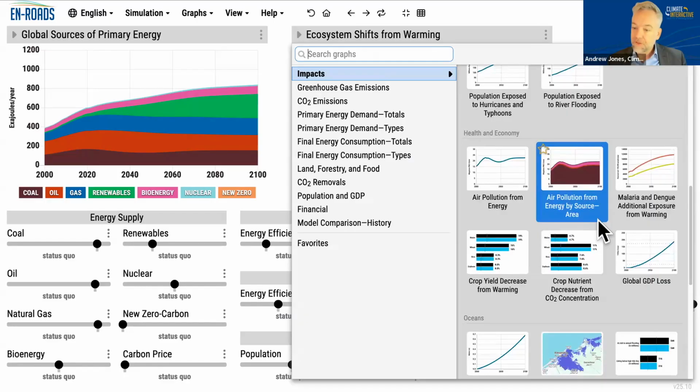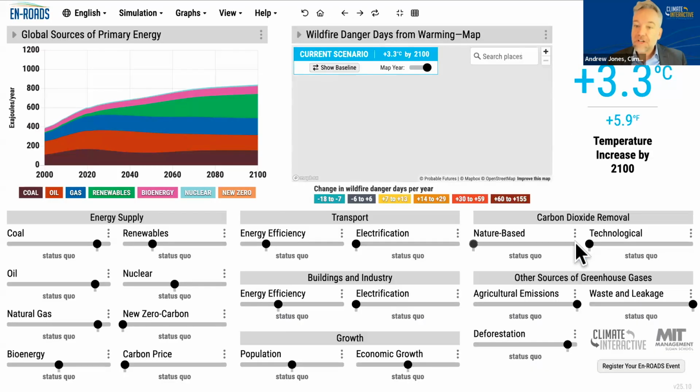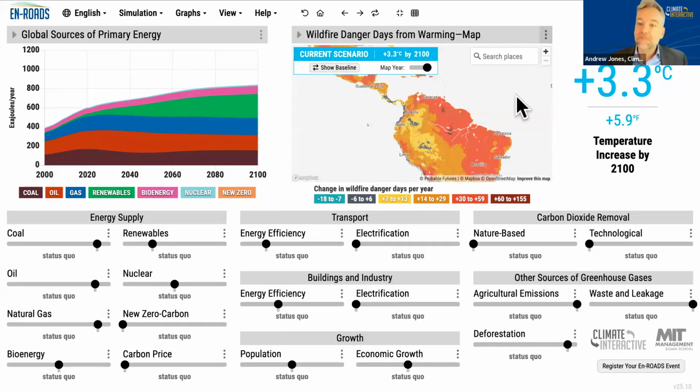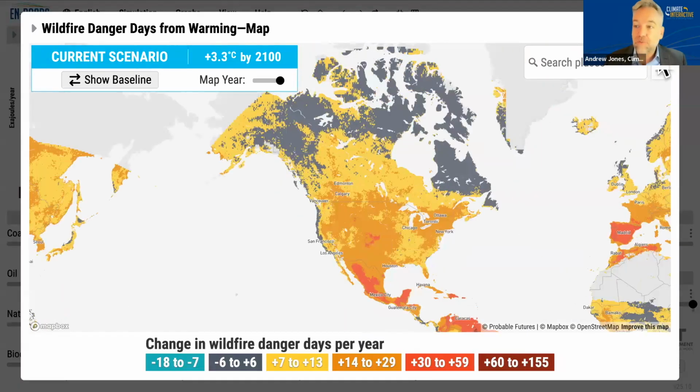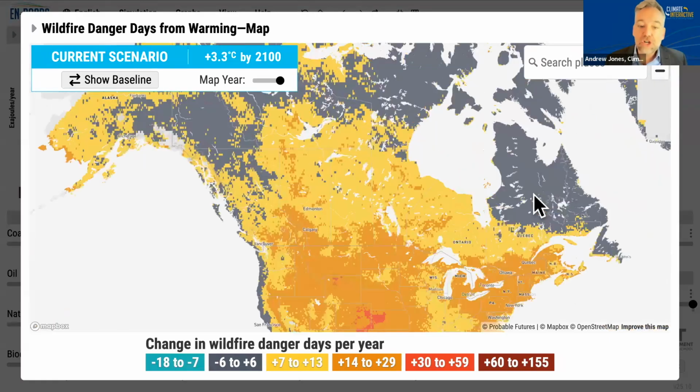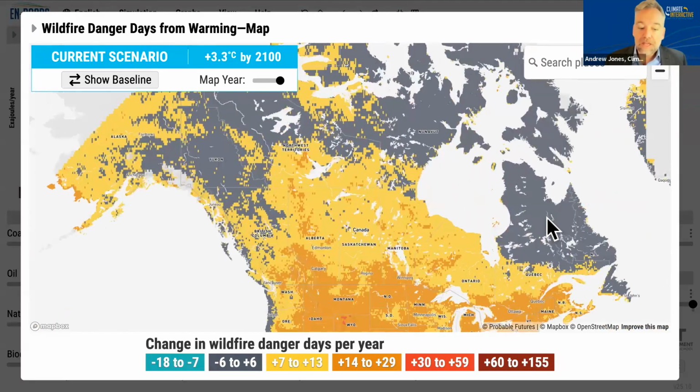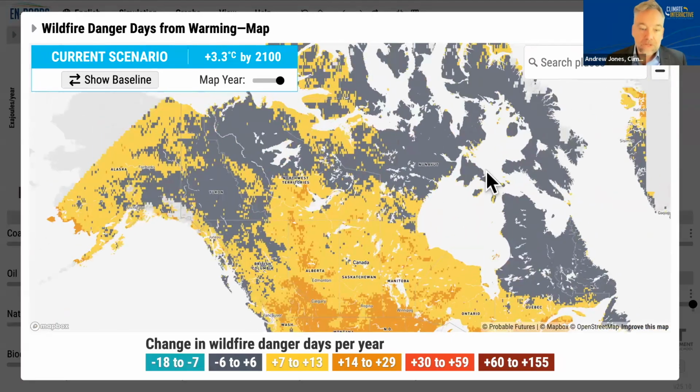Forest fires. We were able to tap into some of the Earth system models here and look at the change in wildfire danger days from warming. And this shows the change here. I'm going to go back.